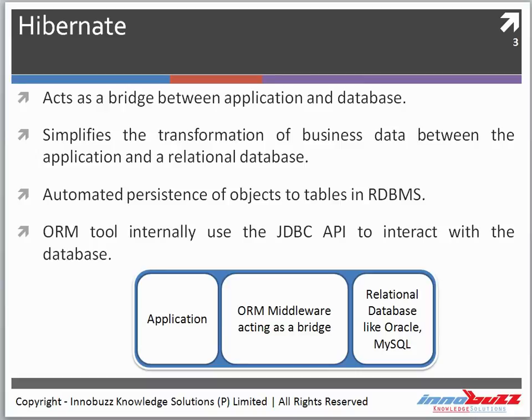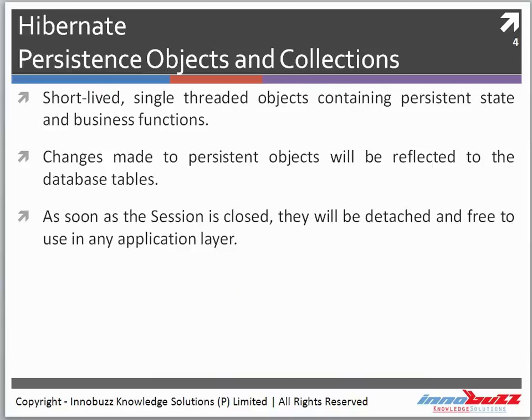Hibernate provides a buffer between the two data representations and enables a more elegant use of object orientation on the Java side, all while keeping the relational schema normalized and guaranteeing data integrity. With Hibernate, you will have short-lived single-threaded objects containing persistent state and business function. You'll be working with persistent objects, and any change made to the object will be reflected on the database tables.